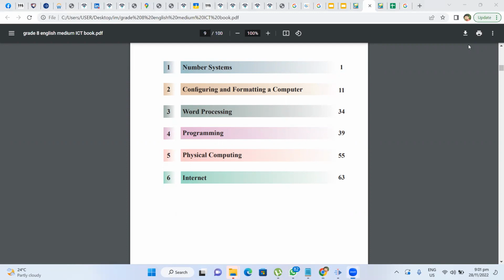Then the second lesson is a practical lesson. We will be learning about configuring and formatting the computer. That is our second lesson. The third lesson is about the operating system. The next lesson is an easier one. In that lesson we are going to learn about word processing. That is the easiest lesson.